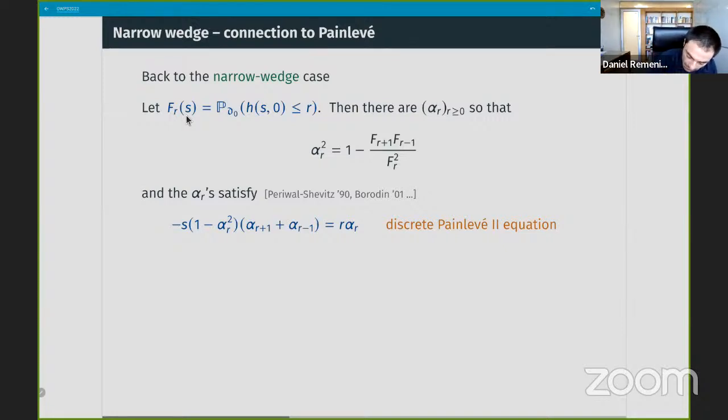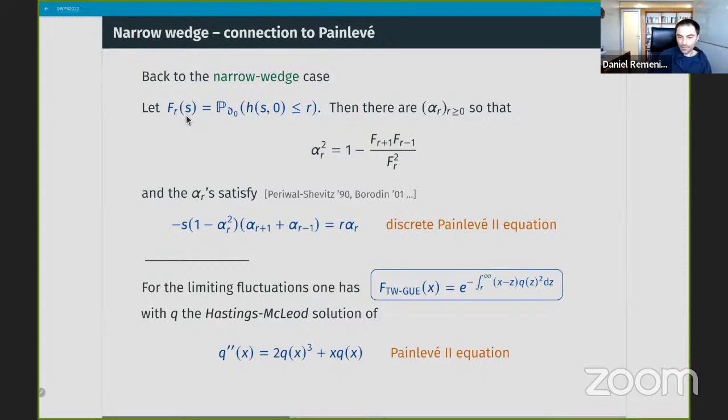Now, this didn't really come out of the blue, because the reason this is interesting for us is that there's also a connection to this Painlevé II equation, but now not the discrete, but instead the continuous Painlevé II equation, for the limiting fluctuations of the problem. So remember, the limiting fluctuations are given by this Tracy-Widom GUE distribution. And for the Tracy-Widom GUE distribution, there's a formula, due to Tracy and Widom from their paper in 1994, that this distribution is given by e to the minus the integral of something, this q, and this q is a certain special solution of the Painlevé II equation, this ODE. Okay, which again is a very famous ODE in integrable systems.